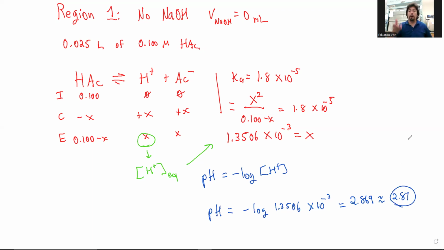So you can do this with all the other acids. Instead of using the Ka for acetic acid, you're going to use the Ka for the other acids. But this is how you calculate the pH for only region 1 of the spreadsheet. I will be making more videos about the other regions, but this is for region 1 only.